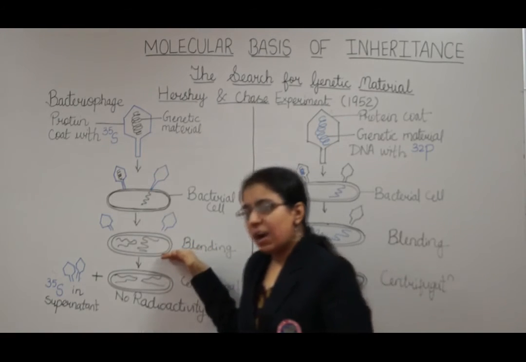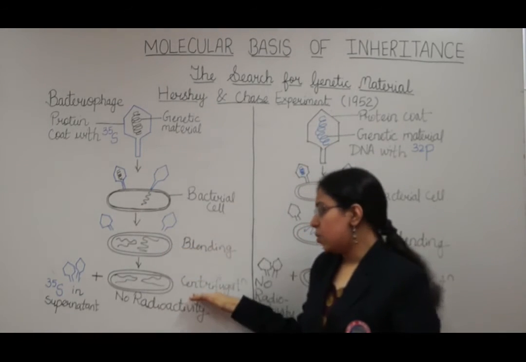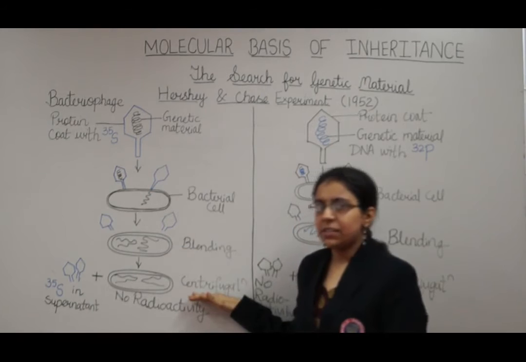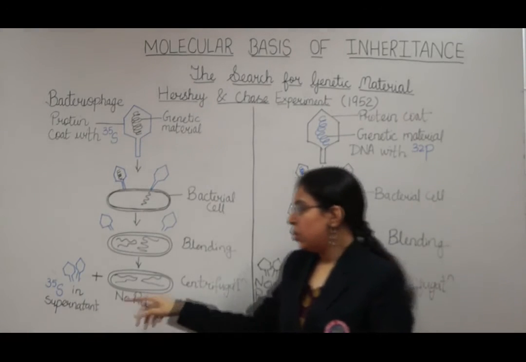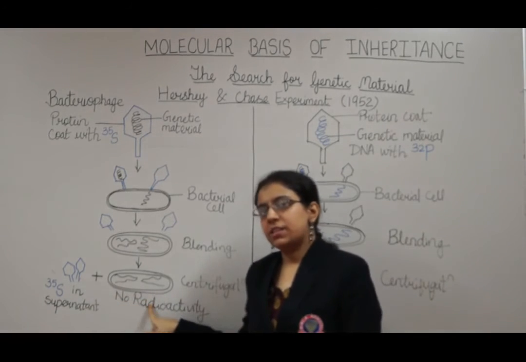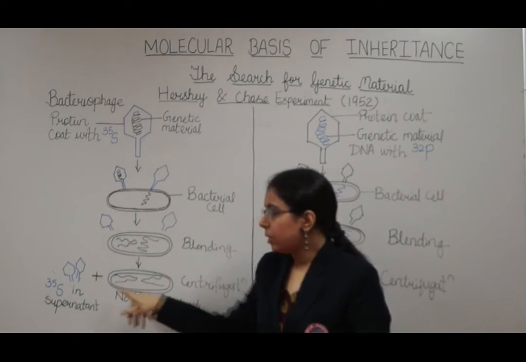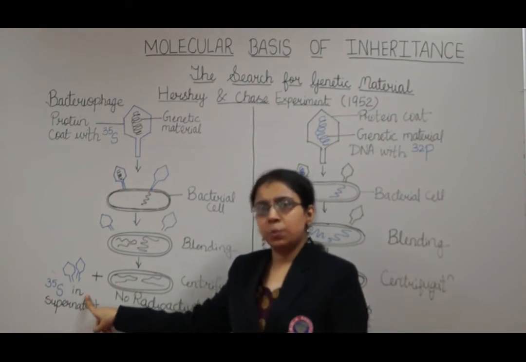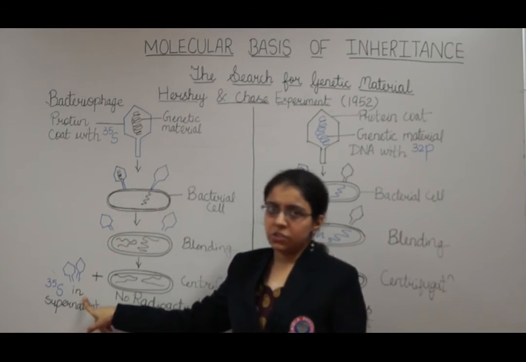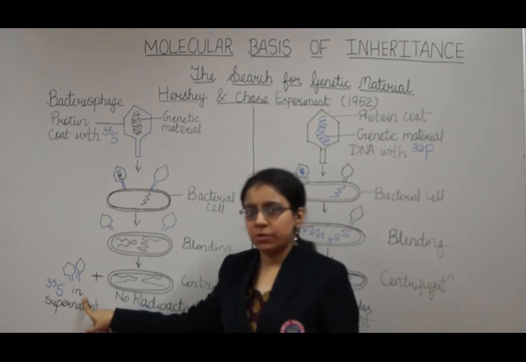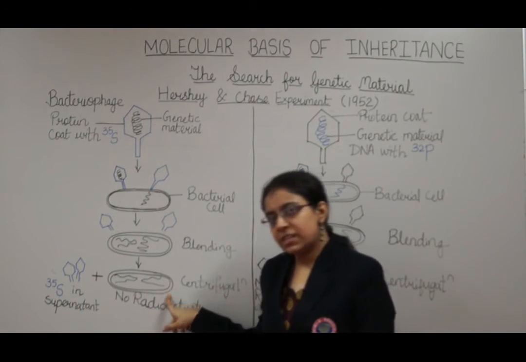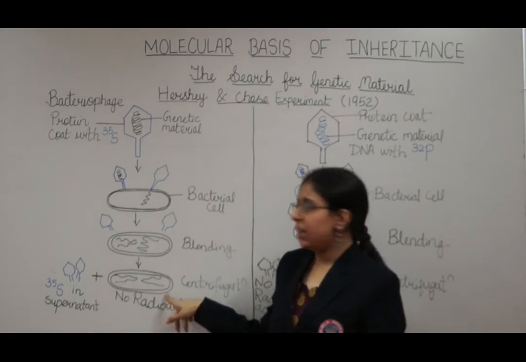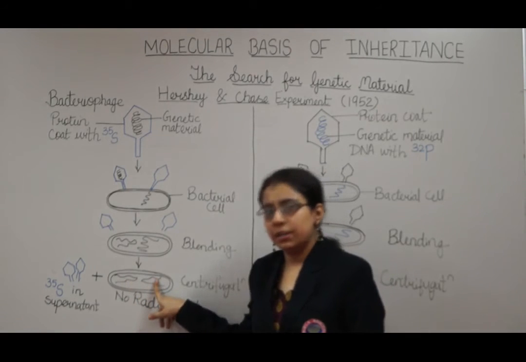Further, they allowed this mixture to undergo centrifugation, that is a separation technique. When the centrifugation process was completed, two layers are obtained in the centrifuge tube. The upper layer is known as the supernatant layer. It consists of the viral protein coats. The lower layer consists of the bacterial cells which are infected with the viral genetic material.